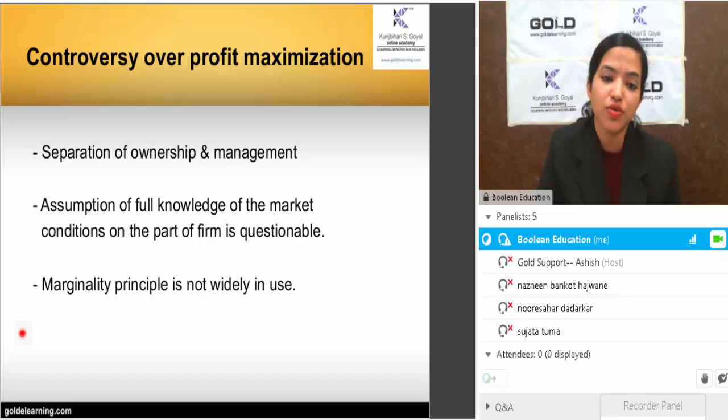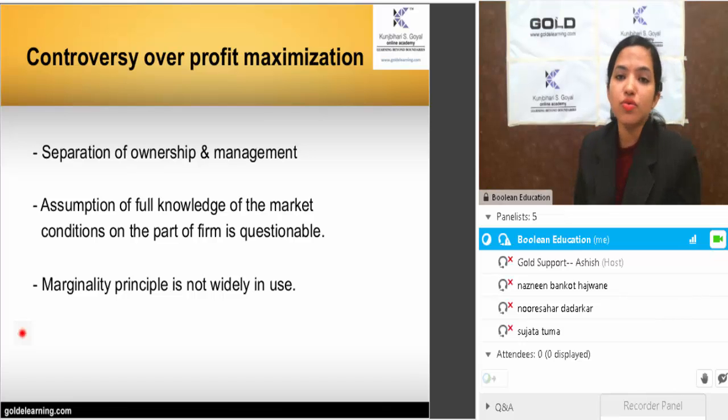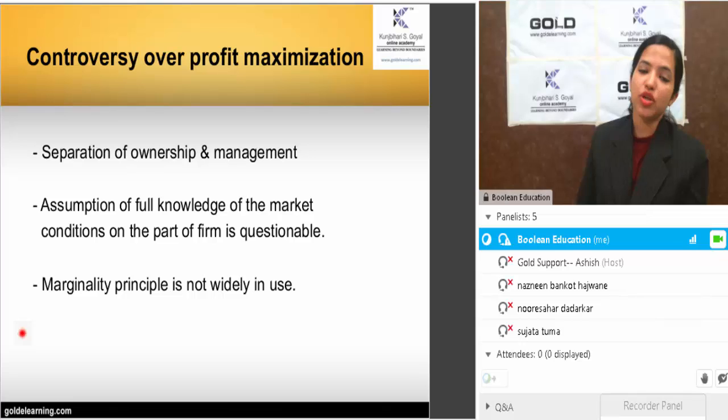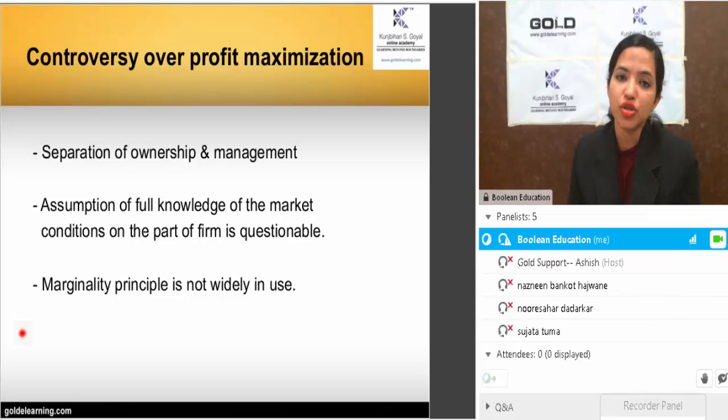Assumption of full knowledge of the market condition on the part of the firm is questionable. So to draw this cost curve, marginal revenue curve, you need to have 100% knowledge. You need to have 100% perfect information about the market, which is not possible. Which is not possible for buyers as well as sellers. Having perfect information is a dreamland situation, which is not reality. It is not possible.